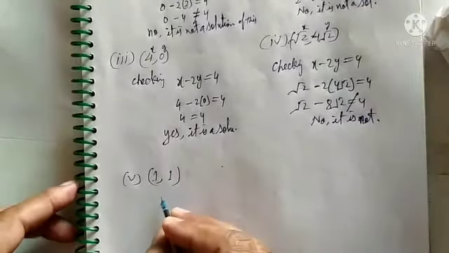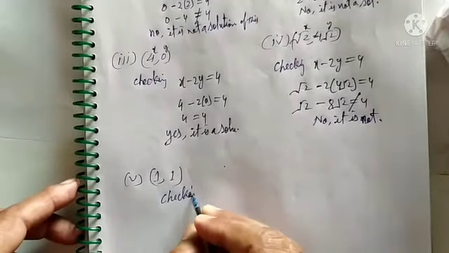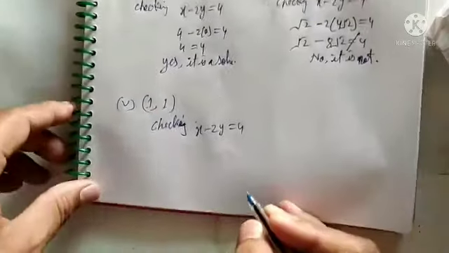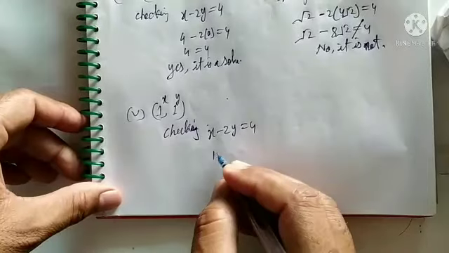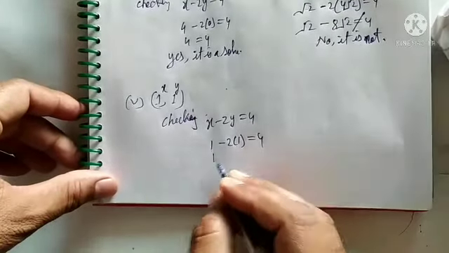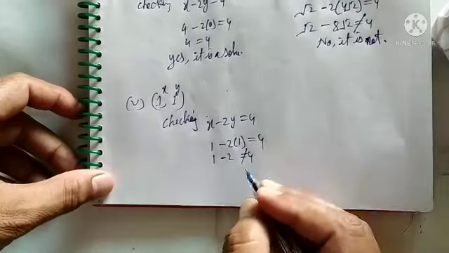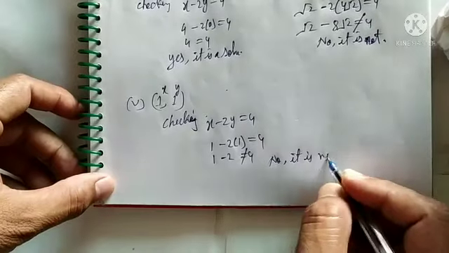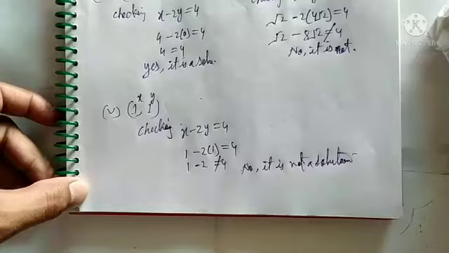Next, the last part of this. Again, checking. We have to do each part actually. Checking x minus 2y is equal to 4. Now what is the value of x? 1. The y value is also 1. So put 1 in the place of x, minus 2 times 1 in the place of y, is equal to 4. So 1 minus 2 gives you minus 1. This is 4. So no, it is not a solution. This is also not a solution of this.